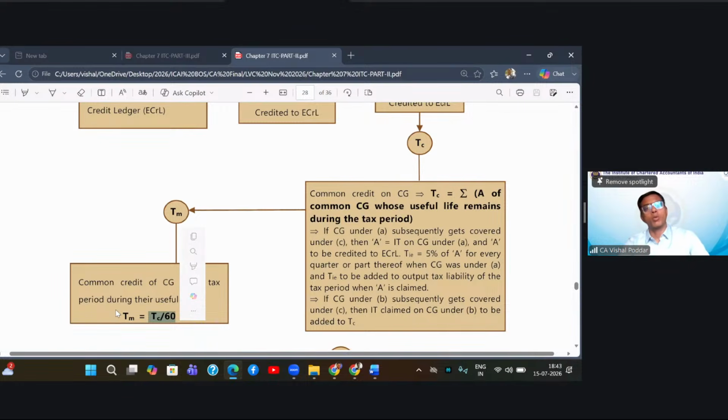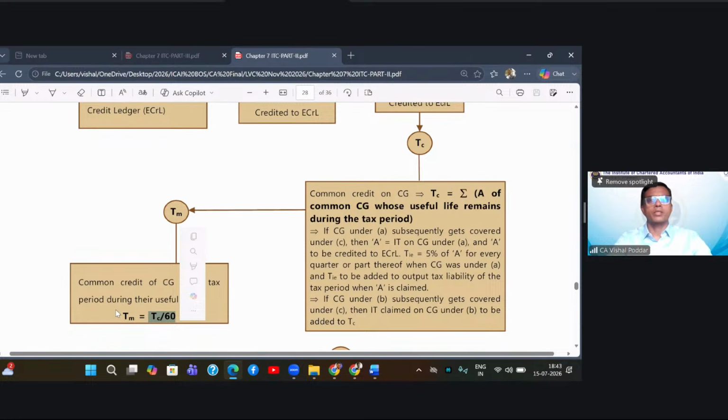And I'm sure now you know what is 60. 60 is the life of your capital goods in months. So life is 5 years, converted to months, it becomes 60. So for us, a capital goods is usable for 60 months. It may be for more or less, the law does not pay much attention to that. For law, the generic rule is 60 months.